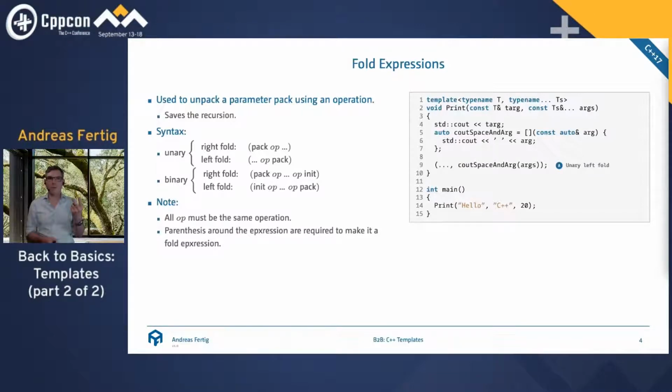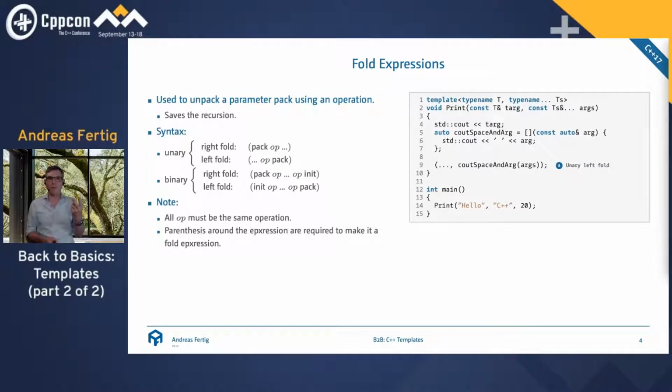So at the right, I have this function template print. It's a variadic function template because it takes a typename T and a typename dot dot dot Ts. That's the variadic part. And once again, as we saw before, it takes a const T ref as a first argument and a const Ts ref dot dot dot. So the parameter pack is a second argument. And it first, in line number 4, simply couts the first argument targ.